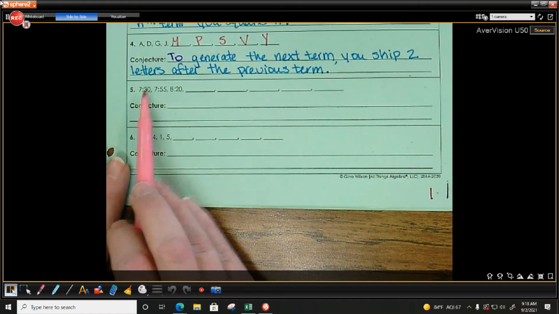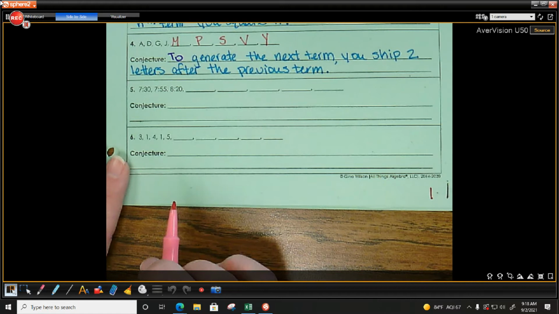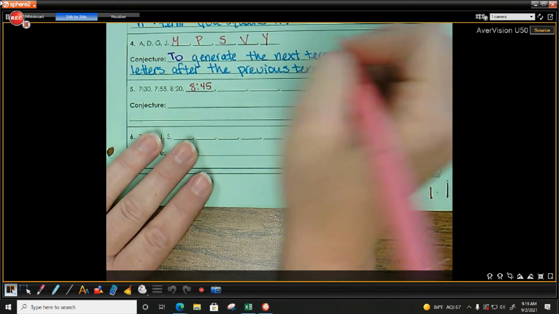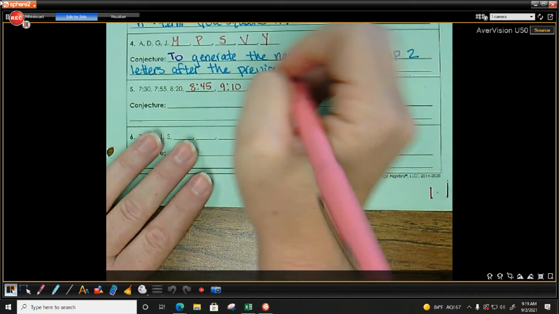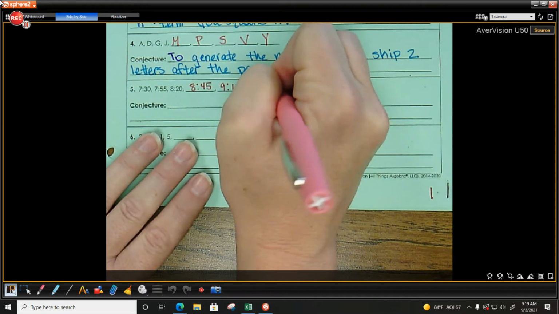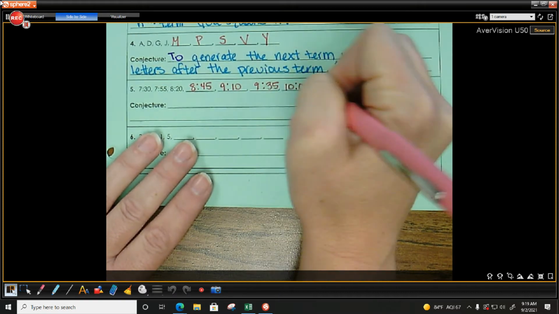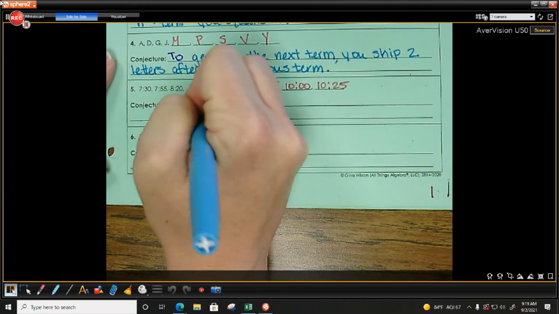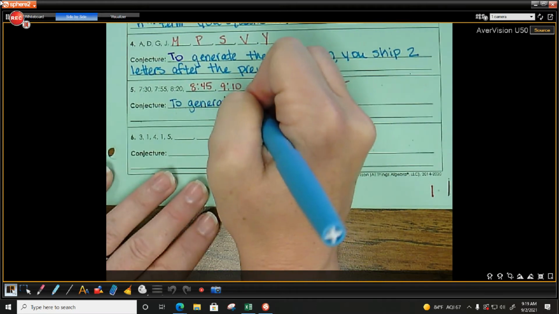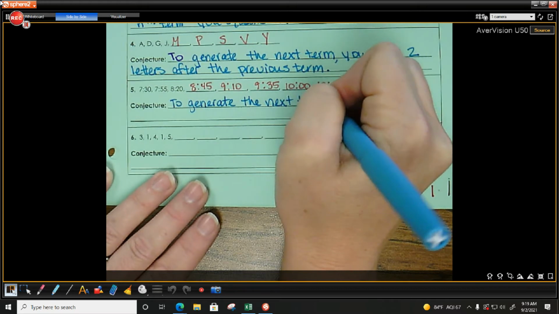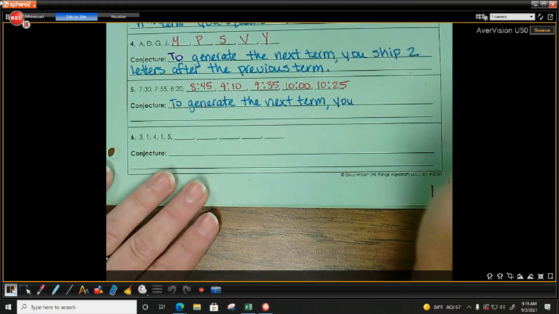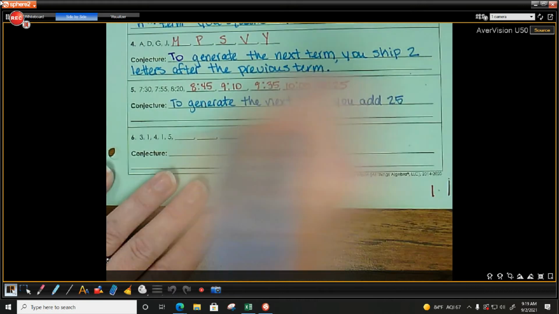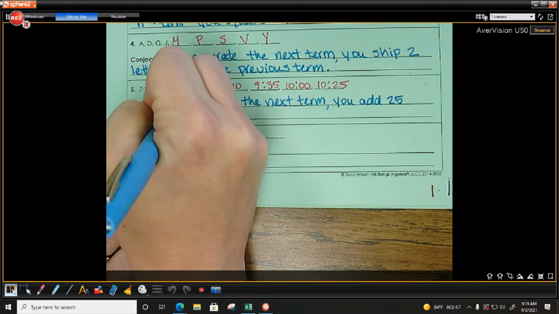Okay, next one we have 7:30, 7:55, 8:20, 8:45, 9:10, 9:35, 10, 10:25. Okay, so to generate the next term, you do what? Add 25 what? 25 minutes to the previous term.